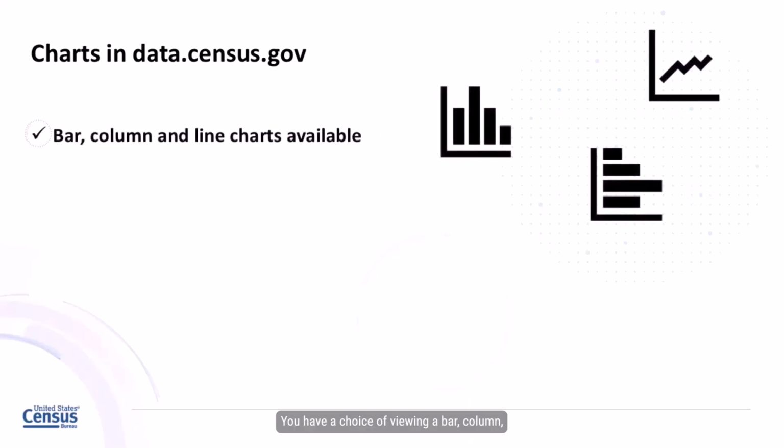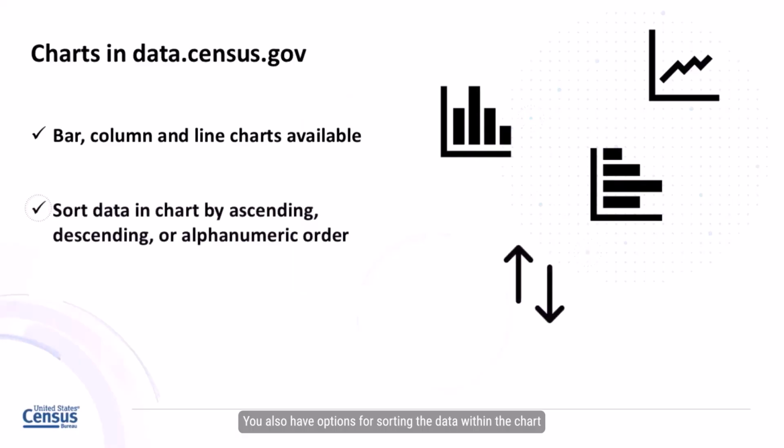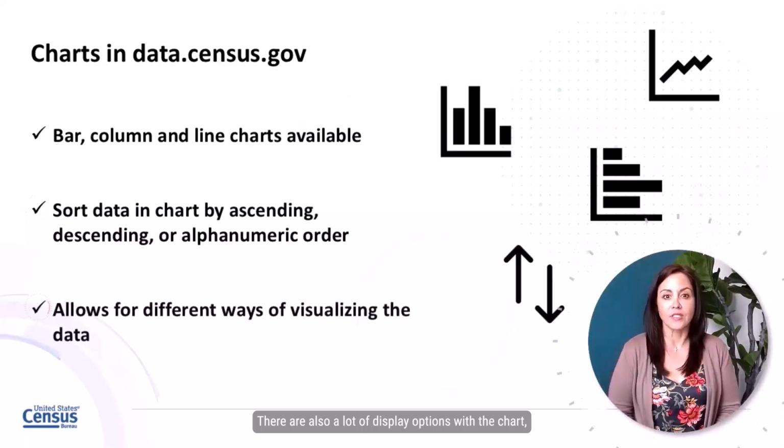You have a choice of viewing a bar, column, or line chart based on the available data. You also have options for sorting the data within the chart by ascending, descending, or alphanumeric order. There are also a lot of display options with the chart, some of which are not available with the mapping visualizations. Now let's go into data.census.gov to take a look.